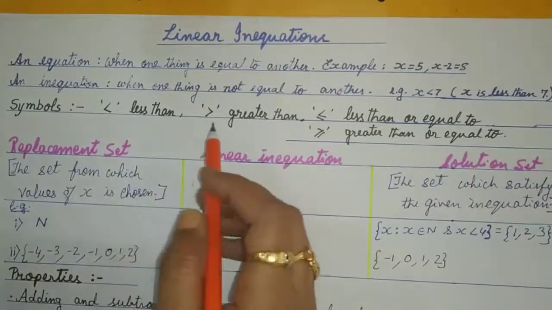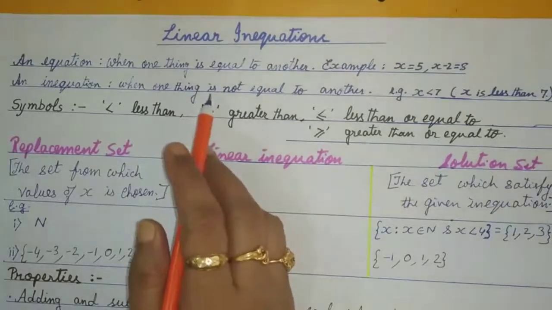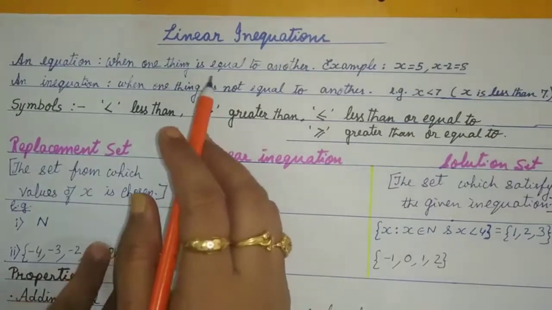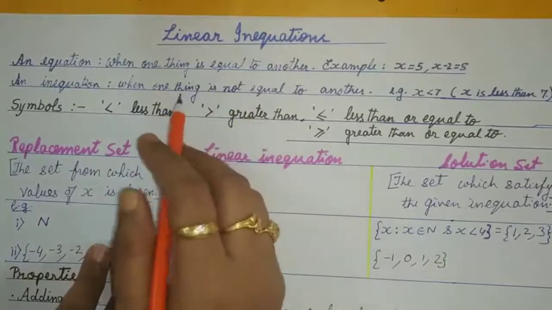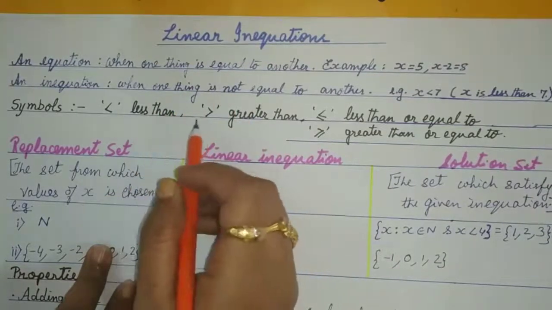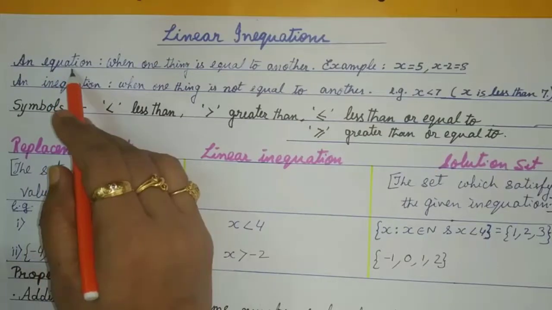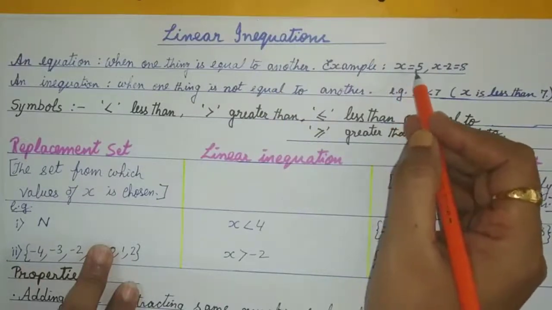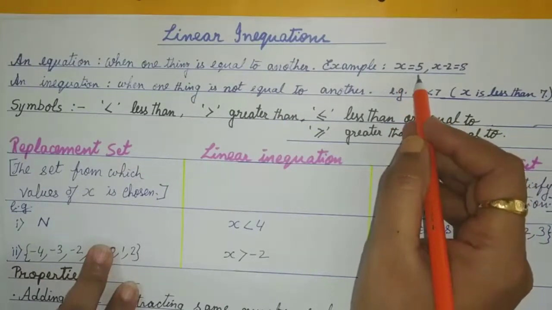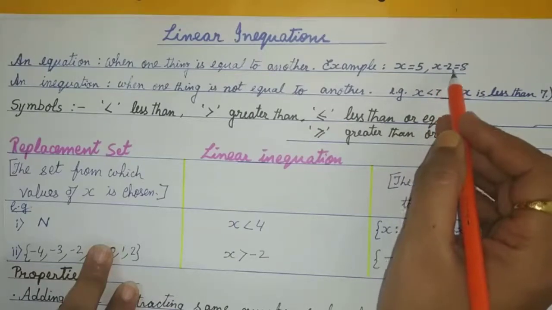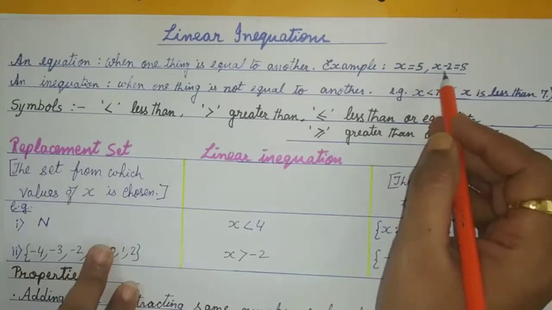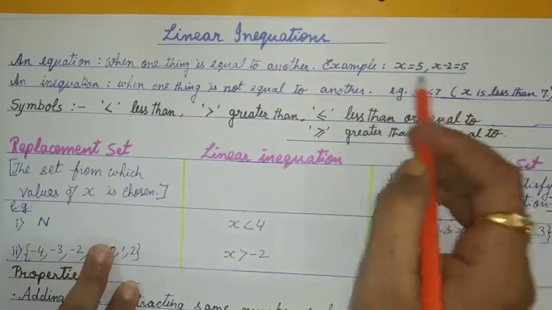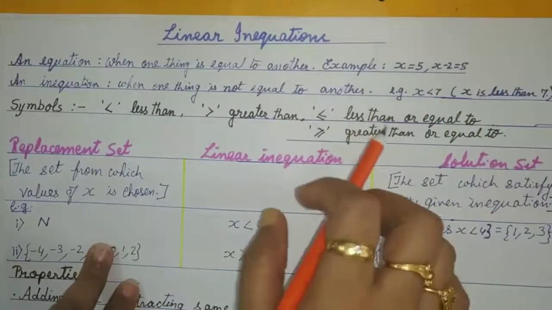So let's now see what is the basic difference between an equation and an inequation. We have already done linear equations in my previous video. You must have seen it, you must have solved them also. When we talk about an equation, it is always when one thing is equal to another. For example, x is equal to 5. So the variable x has the value 5. Or you are given equations where x minus 2 is equal to 8, which implies x is equal to 8 plus 2, since minus 2 goes to the other side. In this case, x is equal to 10. So you have done enough of solving equations.